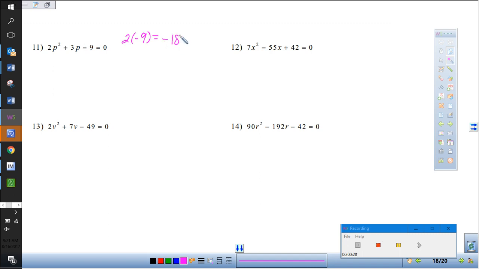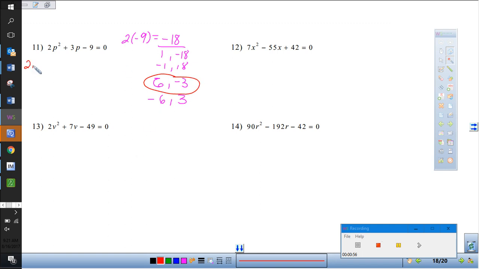So that's negative 18. So that's a positive and a negative. So 1 and negative 18, negative 1 and 18, etc. So I'm trying to think of ones that make 3. Probably 6 and 3. So let's see, I could have 6 and negative 3, or I could have negative 6 and 3. Which combination makes positive? Well, it's going to be positive when the larger value is positive.